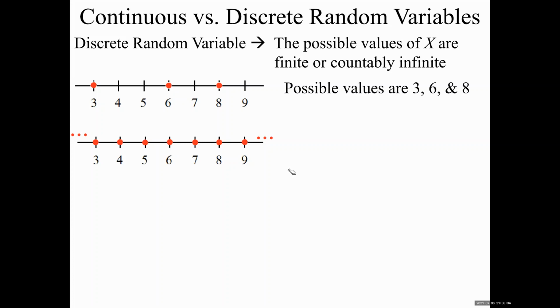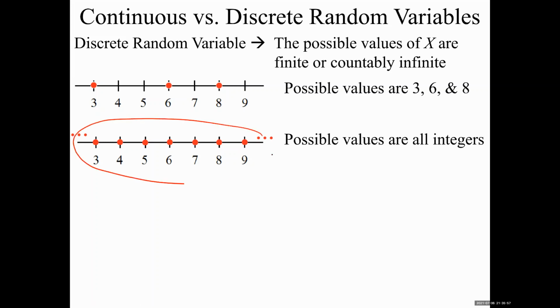You go back the other way, there's dots over here as well. So there's a dot at 2, a dot at 1, a dot at 0, a dot at -1, a dot at -2. Basically, there's a dot at every integer, okay? Even if it's negative, positive or negative integer. Basically means whole number, but it could be negative, okay? There's a dot at every integer. The possible values are all integers. There's infinitely many dots here, right? So again, it could be finite or it could be infinite, okay, for a discrete random variable.